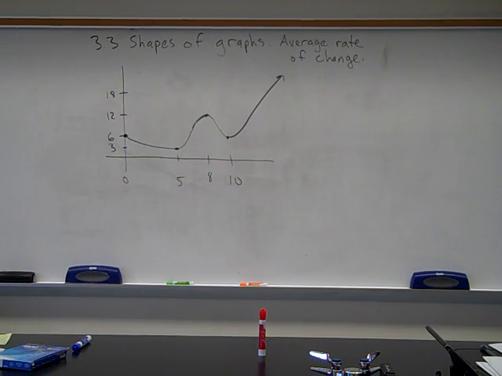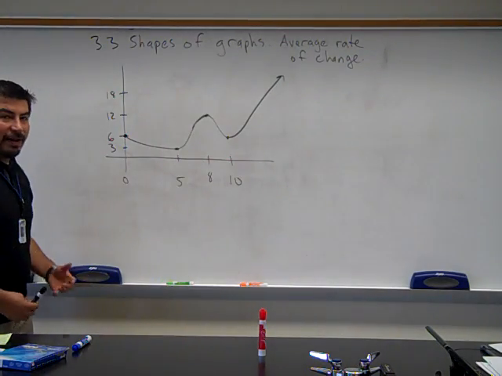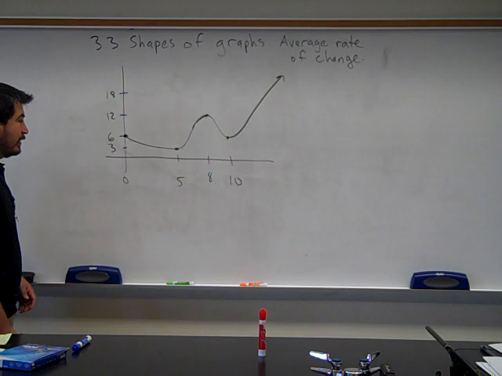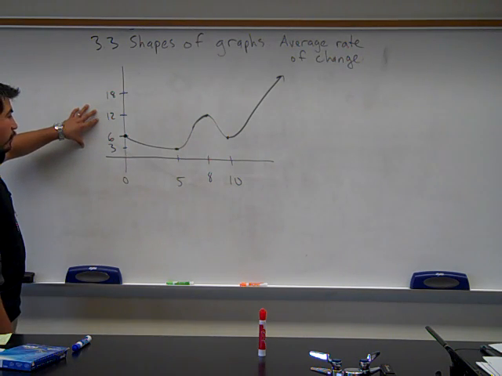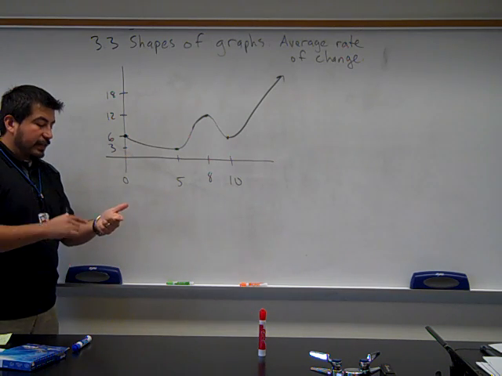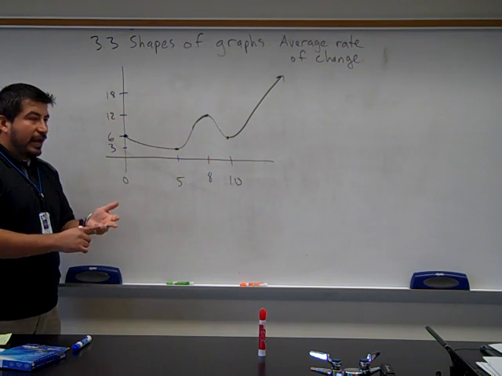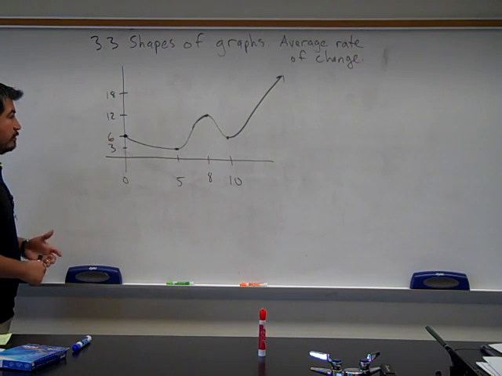Alright, so the last thing was 3.3, which was shapes of graphs and average rate of change. Okay, since I'm short on time and how much space I have on the flip camera, I'm going to try to go through this quickly. So here's a picture. You should know the vocabulary: turning points, increasing, decreasing, maximum, and minimum. Okay? Let's start with turning points.